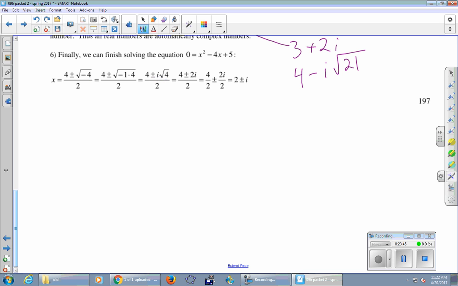But then if you can go farther, you must. And the square root of 4 becomes just plain old 2. So there's a 2i there. And then just like you did today, we know we can split into two fractions, right? Both get the right denominator. And then 4 over 2 reduces, and the 2 and the 2 cancel. And so we just get 2 plus or minus i.